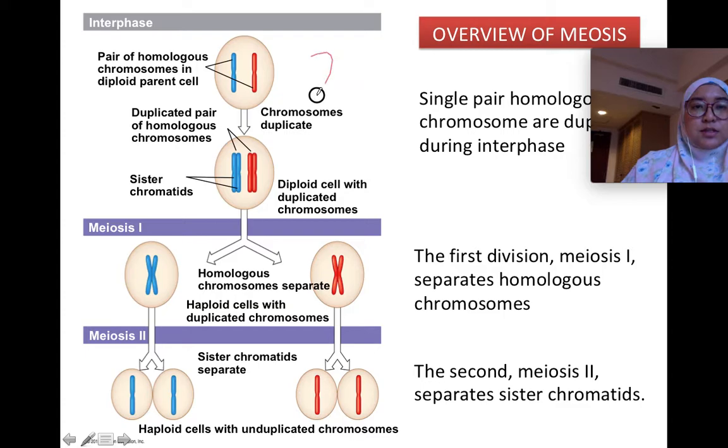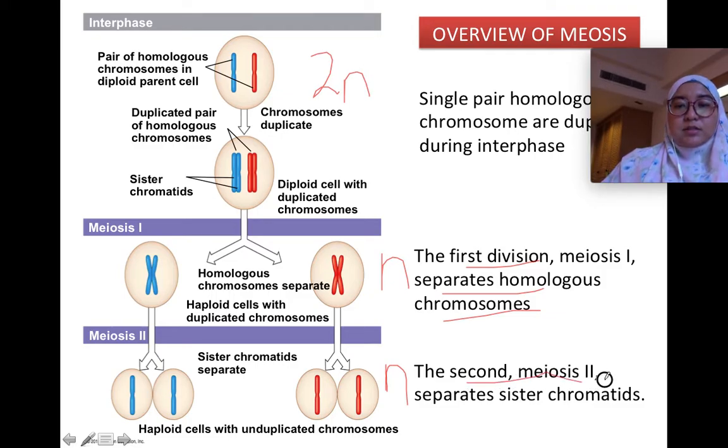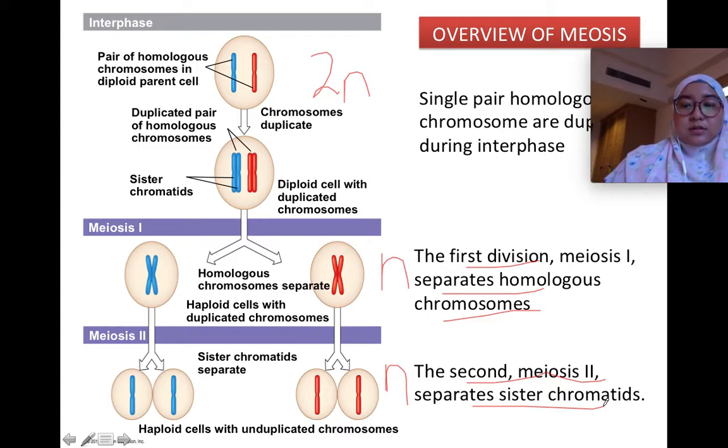Here it is still 2N, so this is still 2N. Once meiosis 1 is complete, it becomes N. Although in the form of homologous chromosomes, it is already N, the number has been reduced, and further reduced in meiosis 2, but the cell number is still N. Except here there are 2 cells, and in this one we have 4 cells. So the first division, meiosis 1, separates homologous chromosomes. You need to remember this. Second, meiosis 2 separates the sister chromatids.